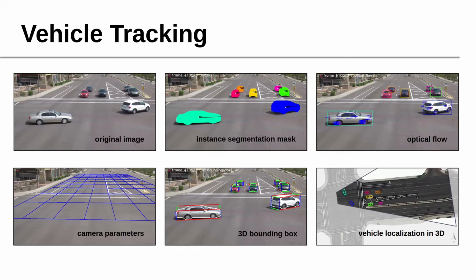After that, we transform the vehicle pose from the 2D image to the 3D space and run a Kalman filter to smooth the vehicle states. Finally, we visualize the vehicle locations and dimensions on the map.